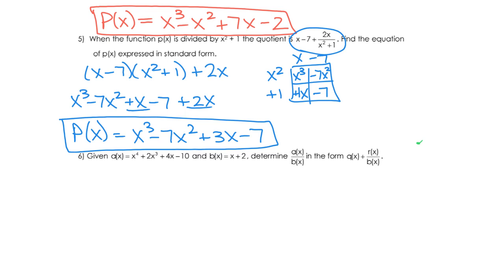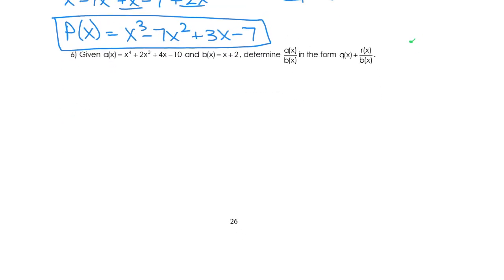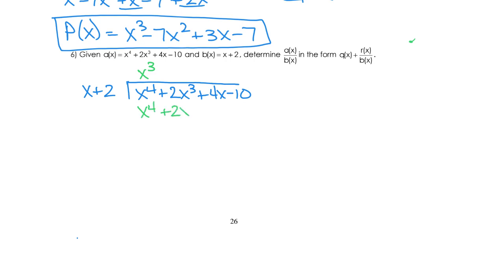All right. And last one, guys, it says given a of x equals that, and b of x equals, determine a of x divided by b of x in the quotient remainder form. So x plus 2 is being divided into x to the 4th plus 2x cubed plus 4x minus 10. Okay. And when we long divide that in, this is going to be an x cubed. X cubed times x is x to the 4th. X cubed times 2 is 2x cubed.